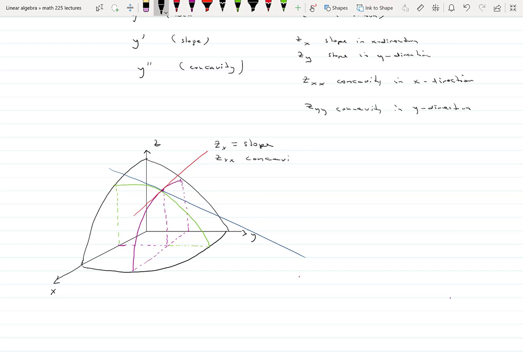So can you tell me what z_xx would be for this particular function? Would it be positive or would it be negative? For this curve, it would be negative. The purple curve is concave down.